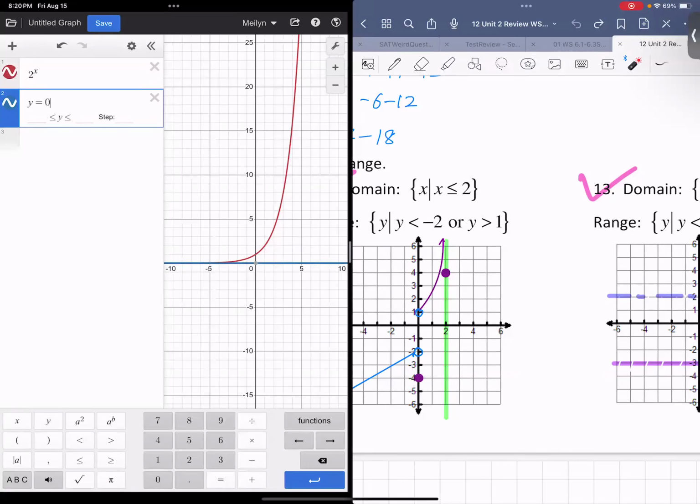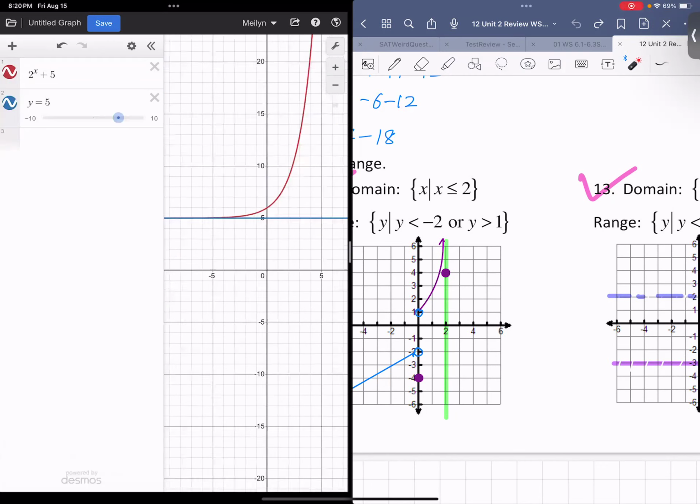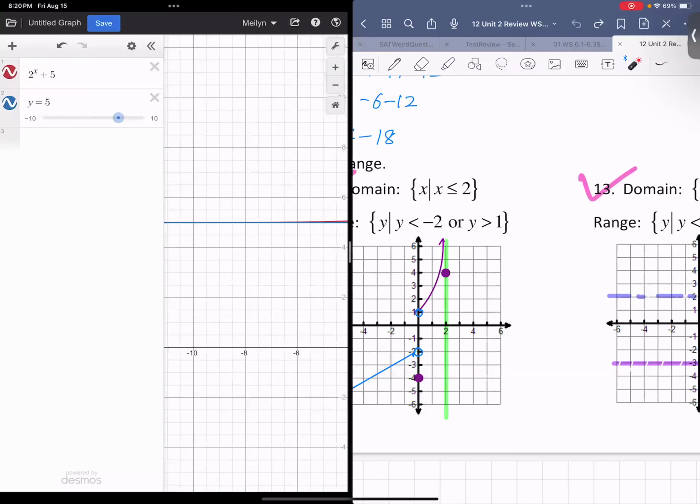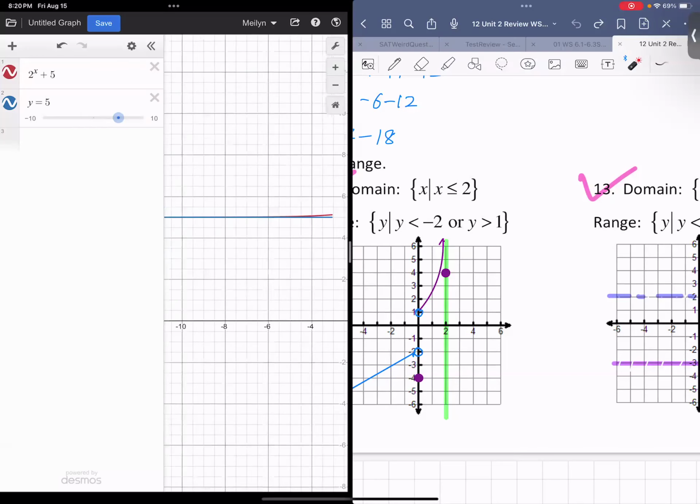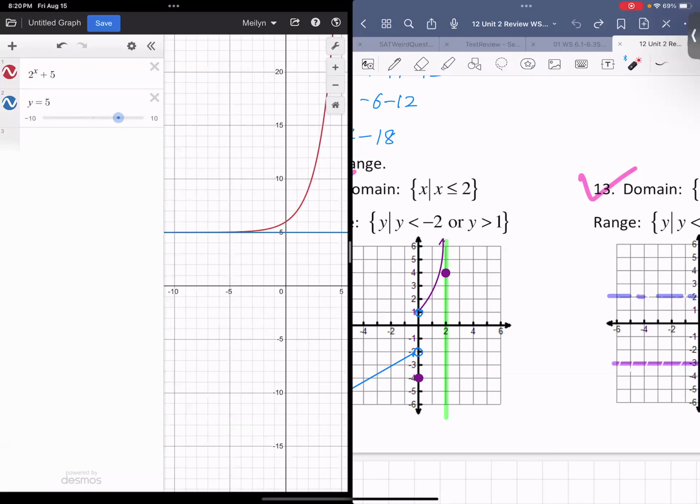But if you shift this up by 5, then the horizontal asymptote will also shift up. You think this left can touch? No. No matter how many negative numbers you go all the way to the left, it's never touching. It's called negative infinity. 2 to the power negative infinity is still positive.